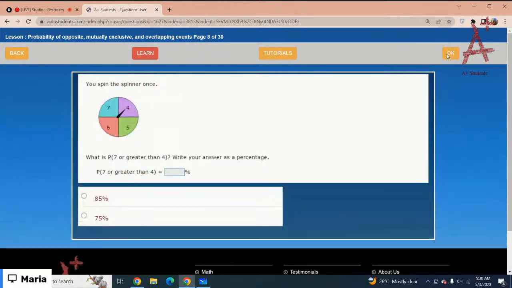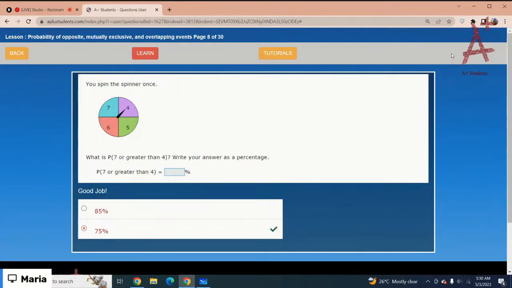Okay, you spin the spinner once. What is the probability of 7 or greater than 4? It would be 3 over 4 and that would be 85%. Not 85, 75. 3 by 4 is 75%.